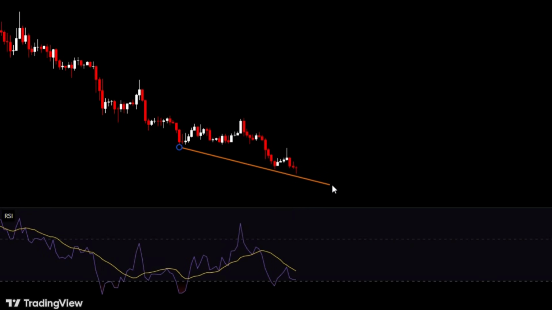Another example, the candles are making lower lows, signaling that there is a downtrend. But the RSI is making higher lows. That difference between the indicator and price is another warning that a reversal might be coming. This again is called divergence.